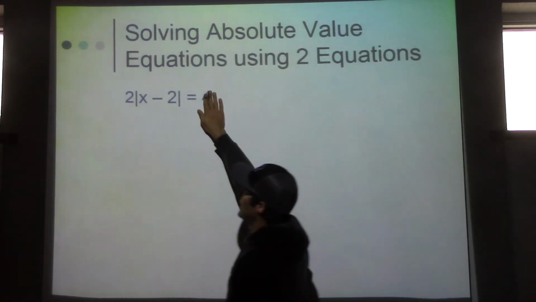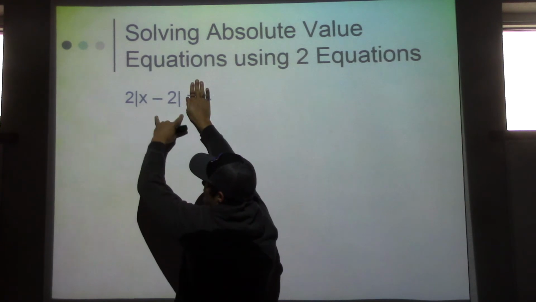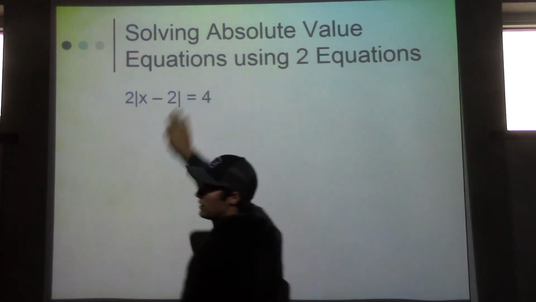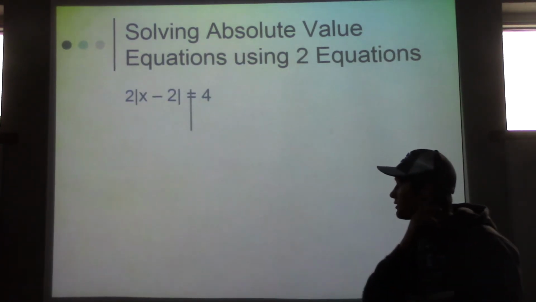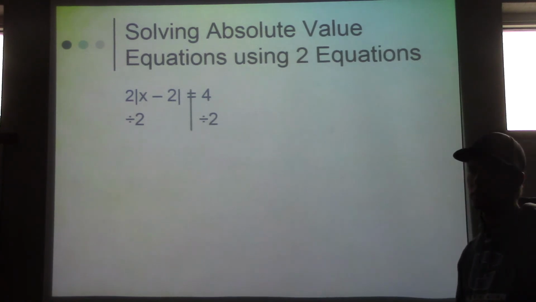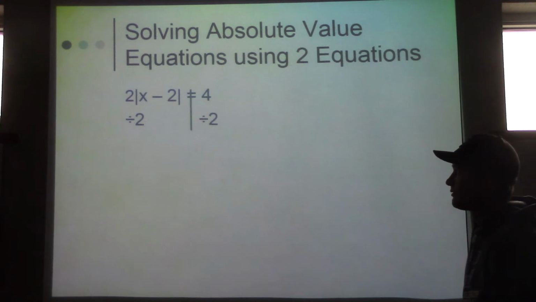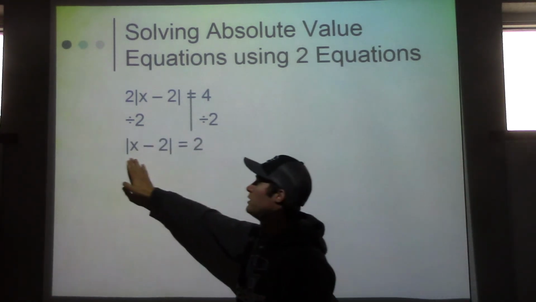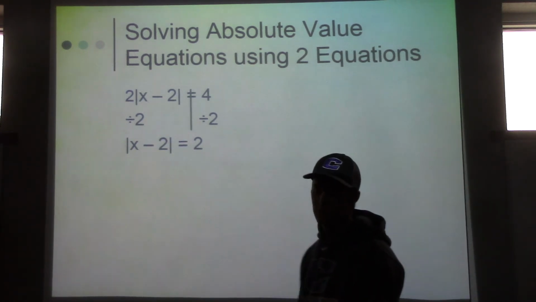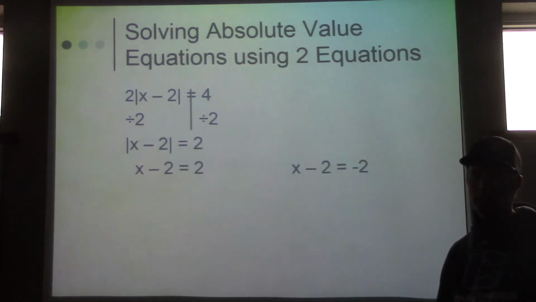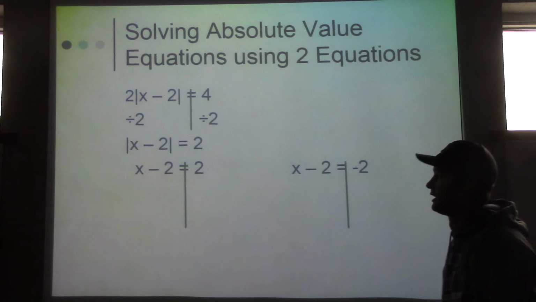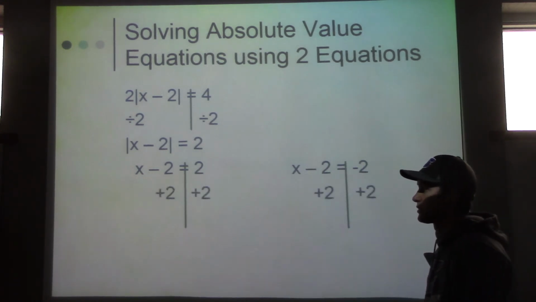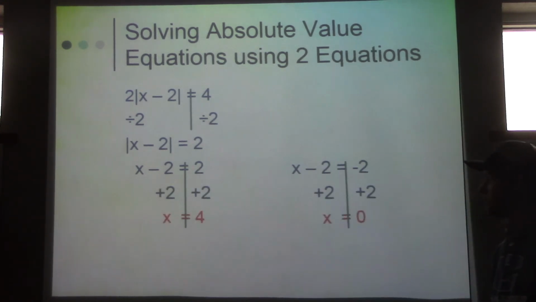So now we come here. Isolate. Is there any number outside these brackets? Yeah, that 2 is. So we have to get rid of that 2. So we divide by 2. 4 divided by 2 is just 2. And now, there's nothing outside, so we write our 2 equations. X minus 2 equals 2. X minus 2 equals negative 2. And then solve. Add 2 to both sides. So x equals 4 and x equals 0.